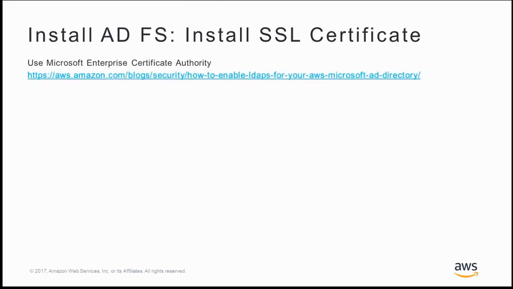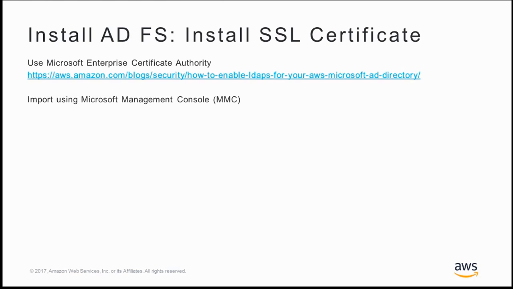There are many different ways of doing that. One way is that you could use a Microsoft Enterprise Certificate Authority that is joined to your AWS Microsoft AD directory. And there's a link here, and I'll include this link at the end of the slide presentation, where you can learn how to do that.